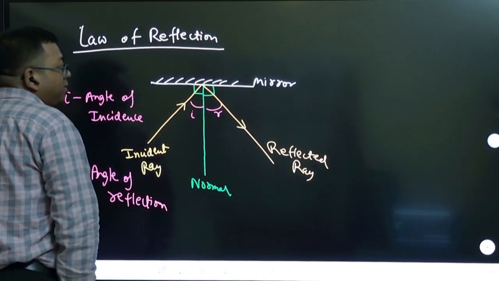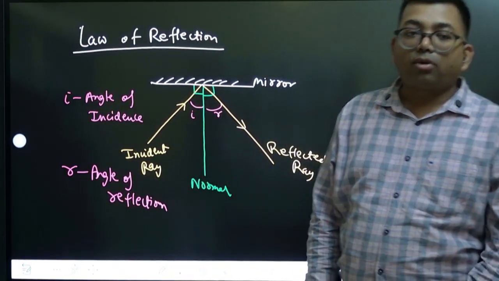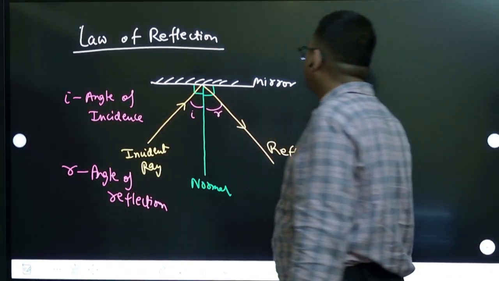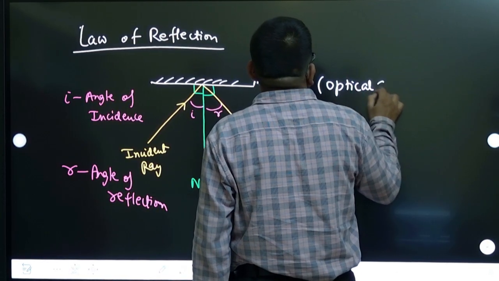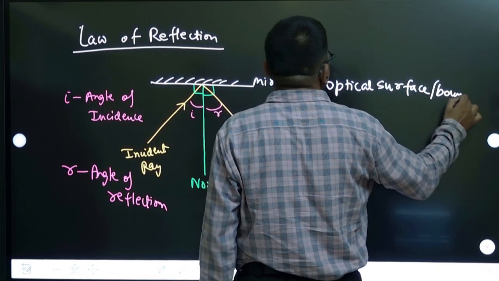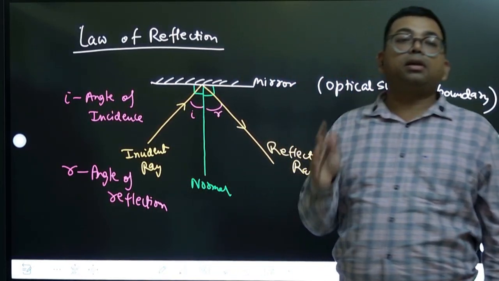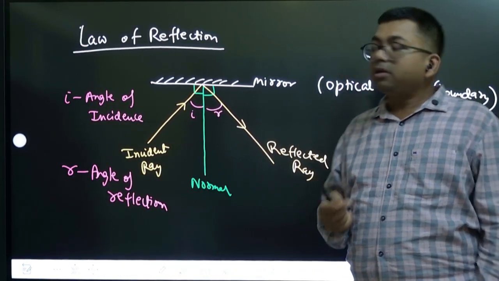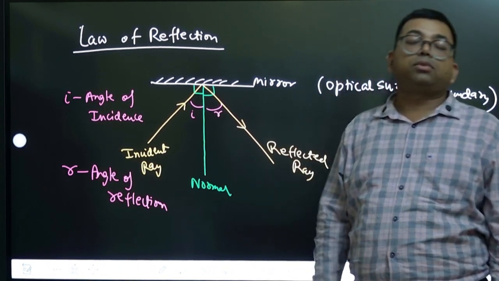So what is reflection? A ray of light is traveling in one medium and it hits an optical surface. This mirror is also called an optical surface or boundary. At this boundary, light cannot go inside that medium, so light returns backward, bouncing back into the same medium.